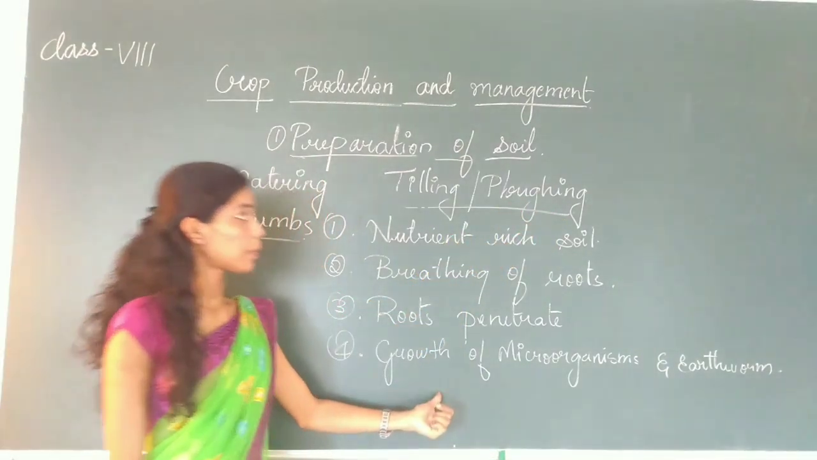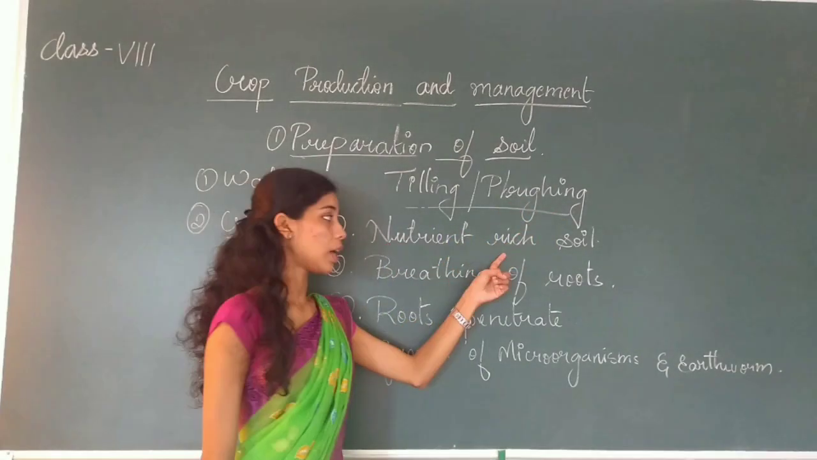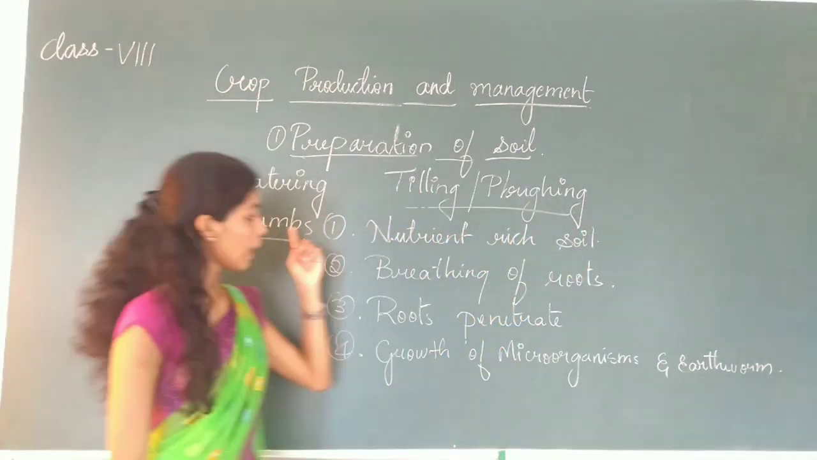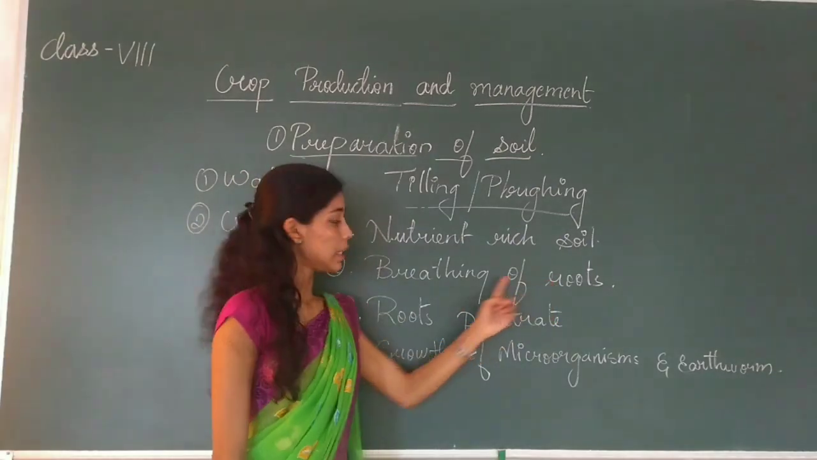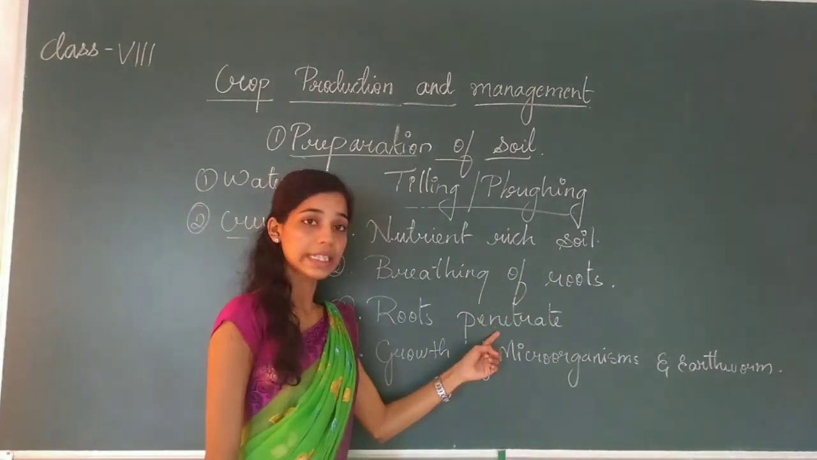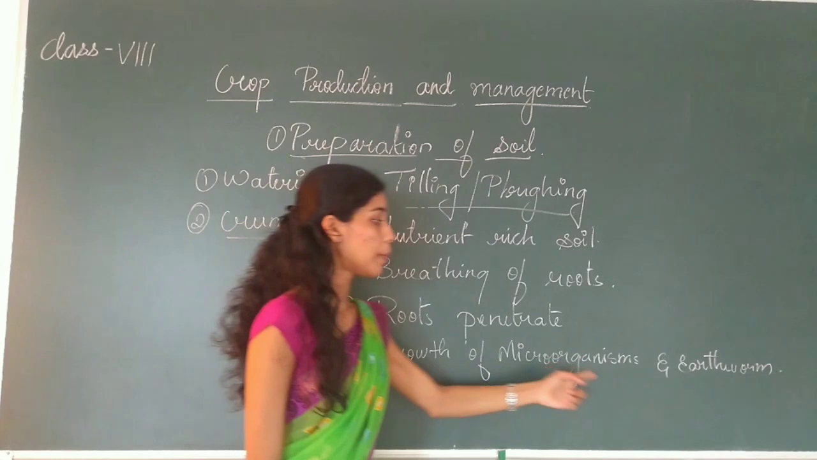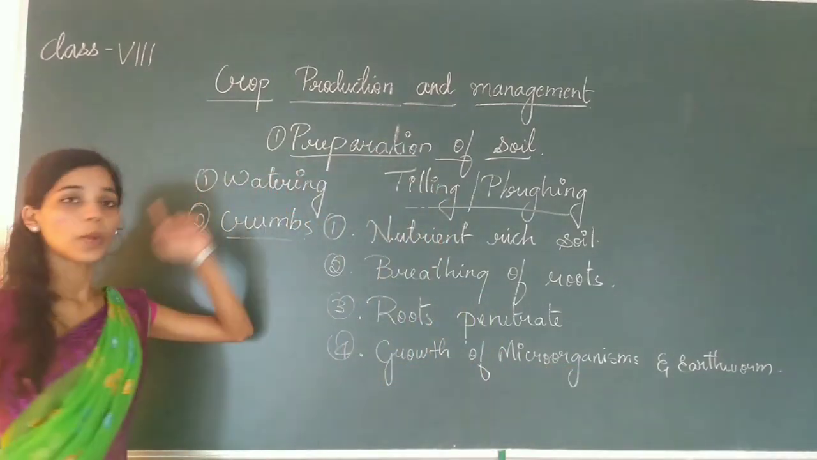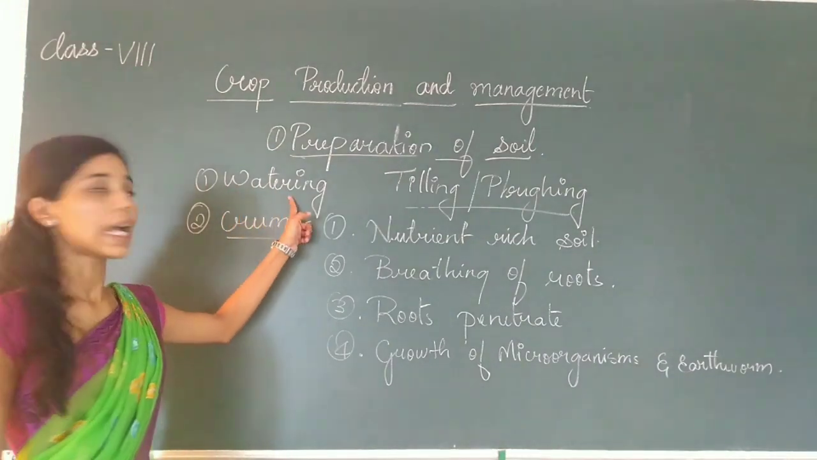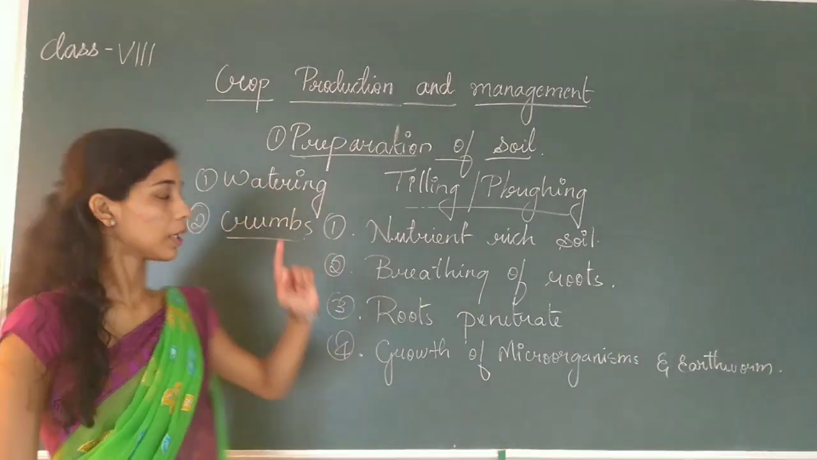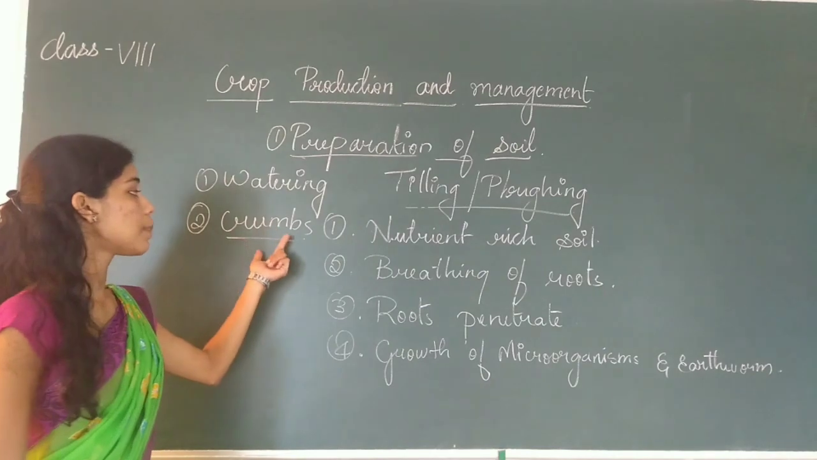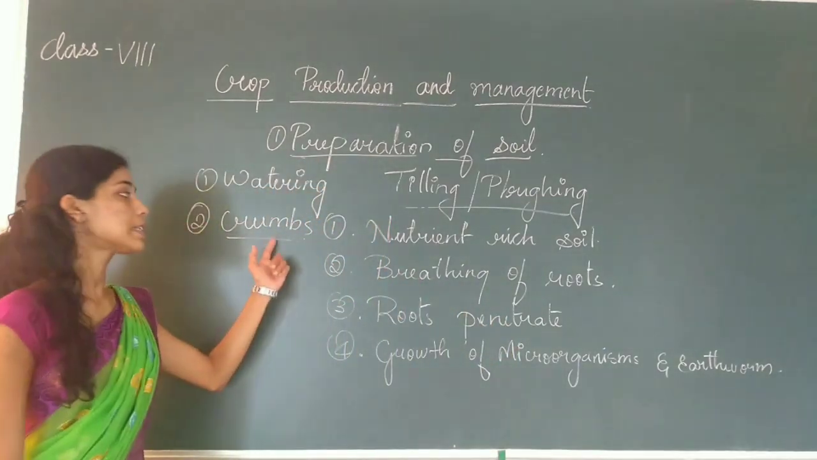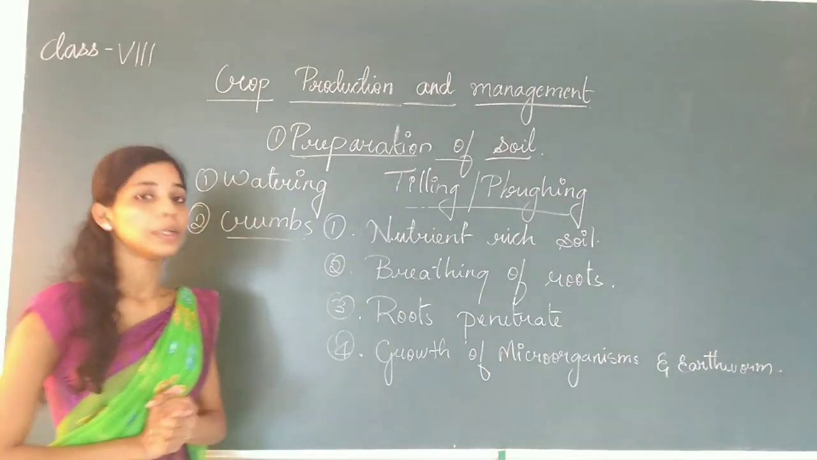We do this tilling process so that the nutrient-rich soil which is below can be brought to the top, and it helps in the breathing of the roots. It helps in the penetration of the roots easily, and also helps in the growth of microorganisms and earthworms. And if the soil is very dry, then the watering of the land is essential before a plowing. And the next one is, the plowed land contains large pieces of soil which we call crumbs. These crumbs must be broken down into pieces.